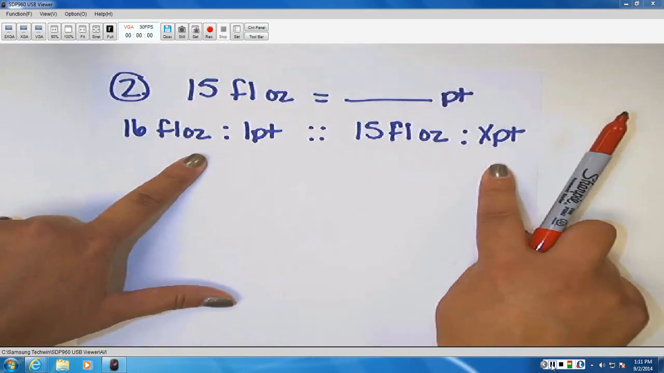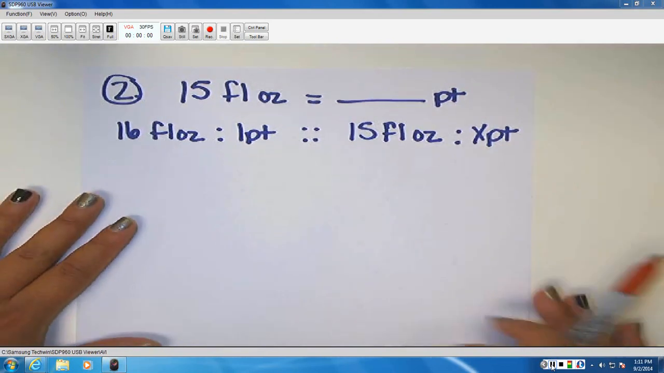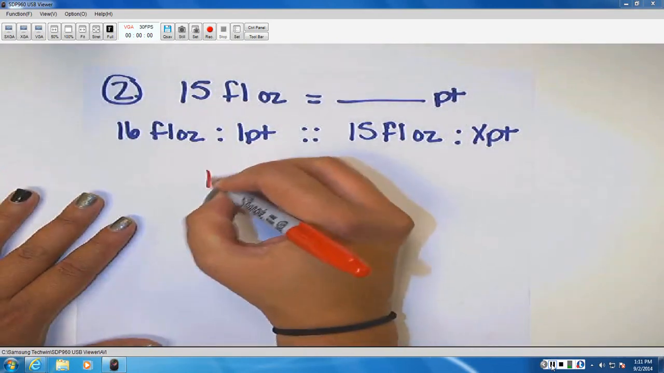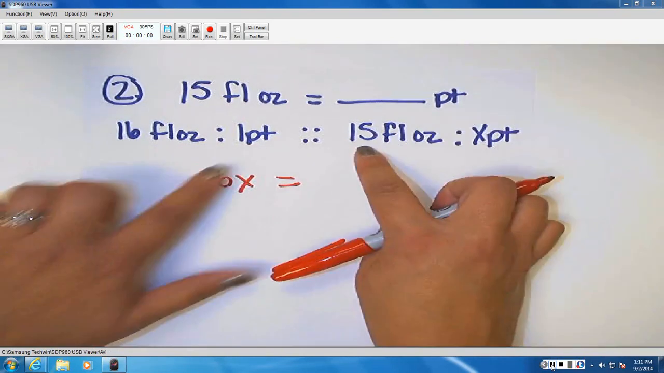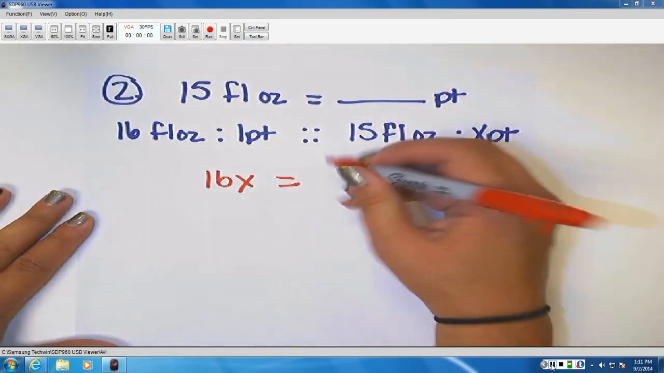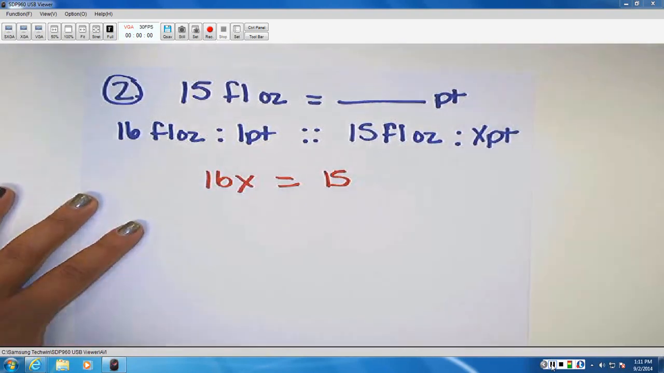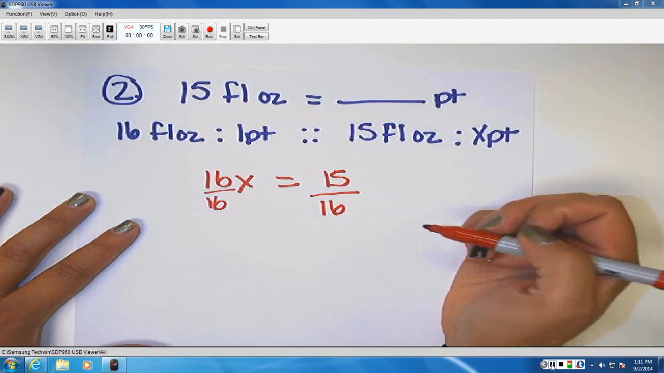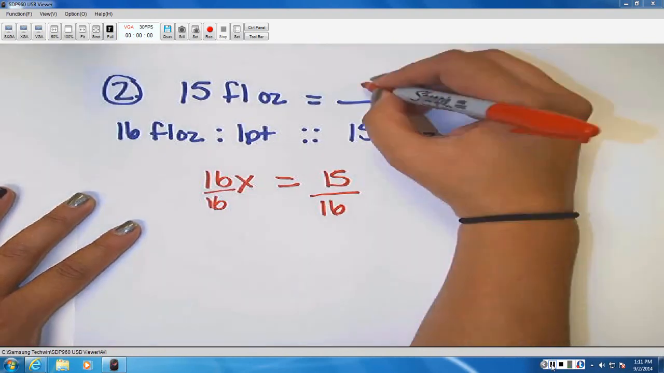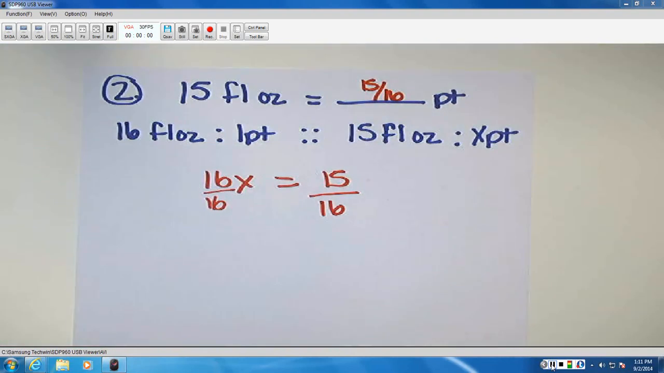So here's how I set up my proportion. Now I'm going to do my math by multiplying my outer numbers and then my inners. So this ends up being 16x, again, equals 1 times 15 is 15. So I'm just going to divide 16 to both sides to get it over to the other one. So 16 divided by 16, and that ends up being my answer, 15/16. So 15 fluid ounces equals 15/16 of a pint.